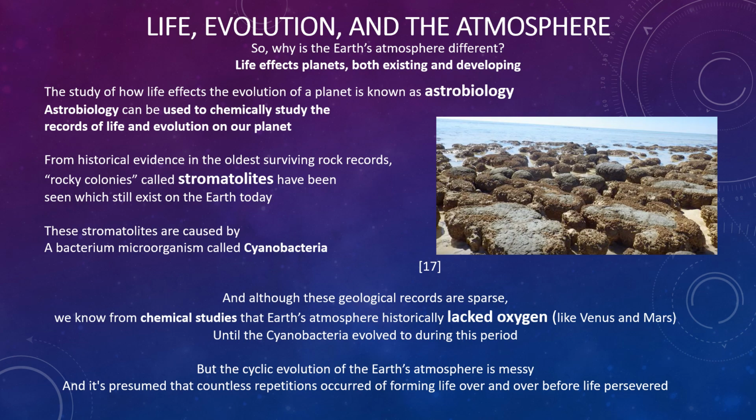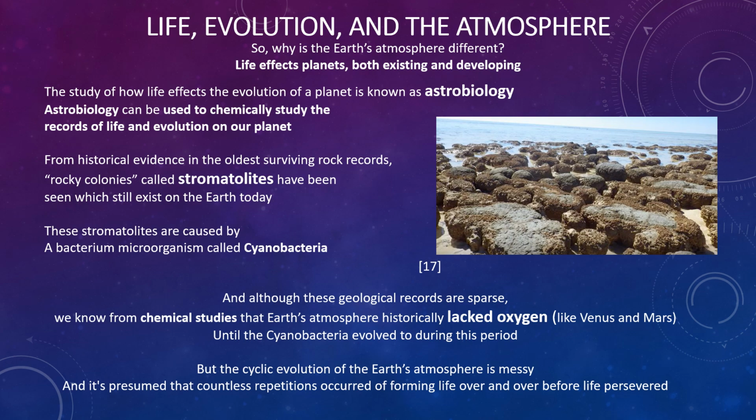The thing that makes Earth so special is that we have life, and life affects planets in how they exist and how they develop. So the study of how life affects the evolution of a planet is called astrobiology. Astrobiology can be used to chemically study the records of life and evolution on our planet.